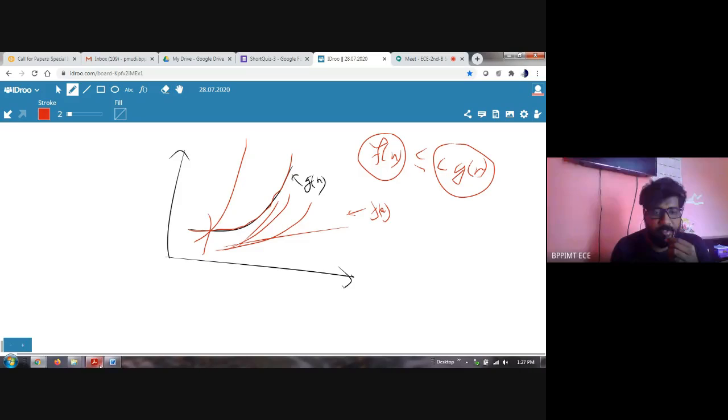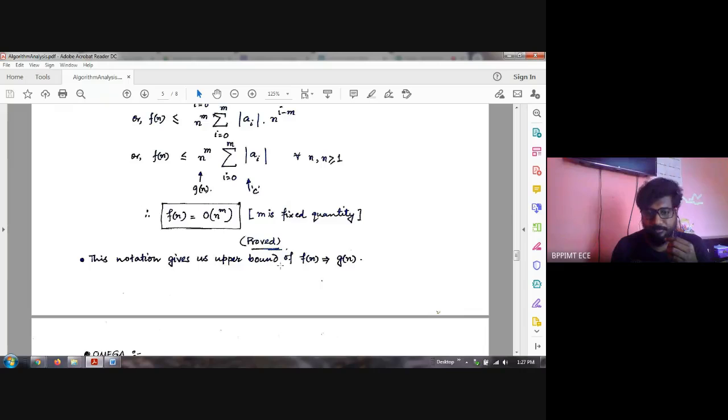So this is the geometrical interpretation of the theorem. What is meant by upper bound? It can't go above it. g(n) is like an upper threshold.